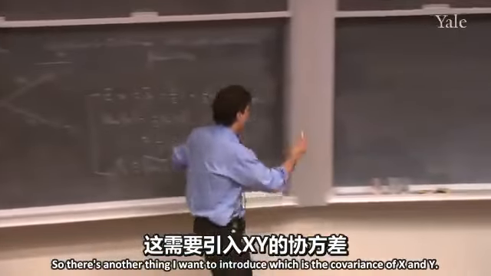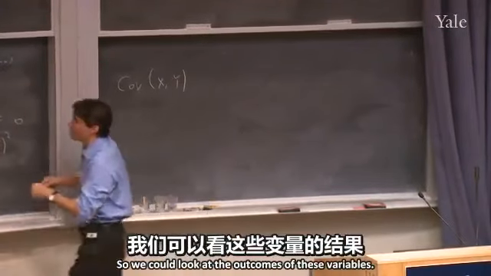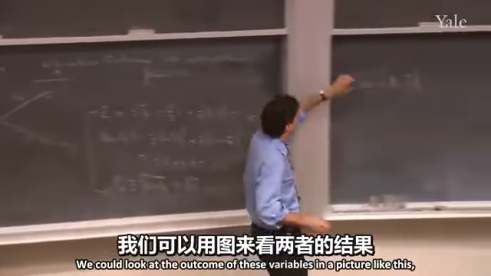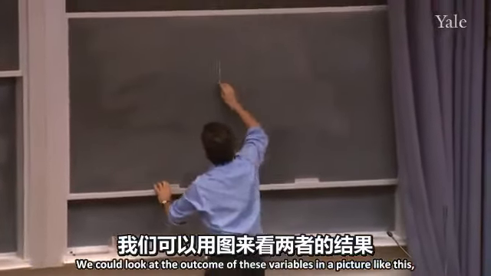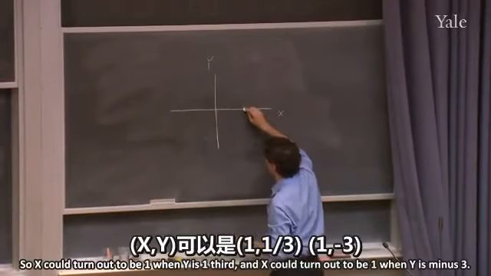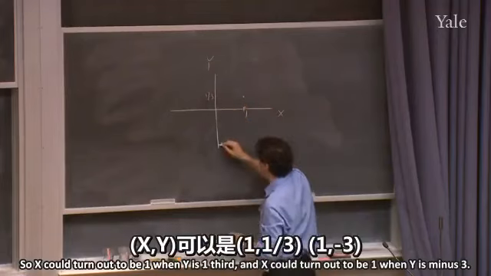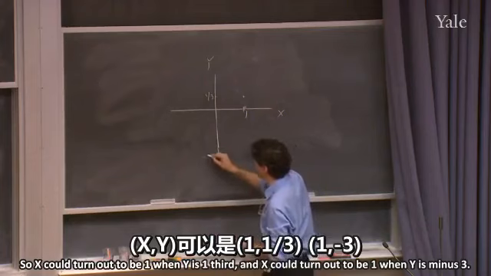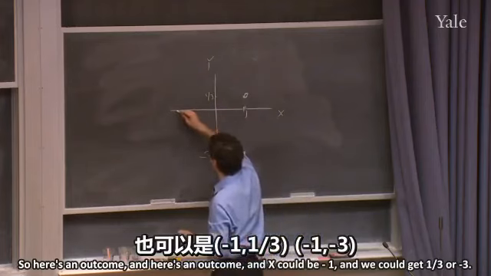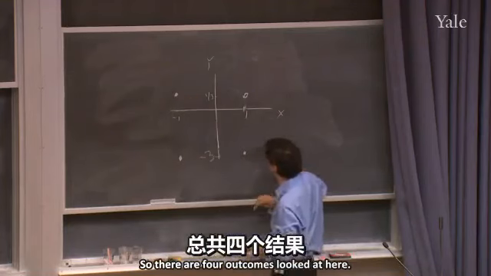So there's another thing I want to introduce, which is the covariance of x and y. We could look at the outcomes of these variables in a picture like this. Here we have x and here we have y. So x could turn out to be 1 when y is a third, and x could turn out to be 1 when y is minus 3. So here's an outcome and here's an outcome. And x could be minus 1, and we could get a third or minus 3. So there are 4 outcomes.